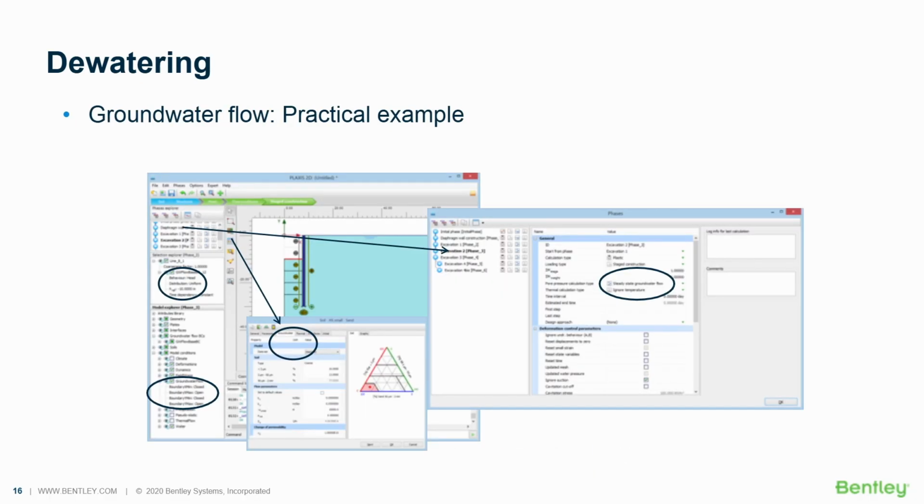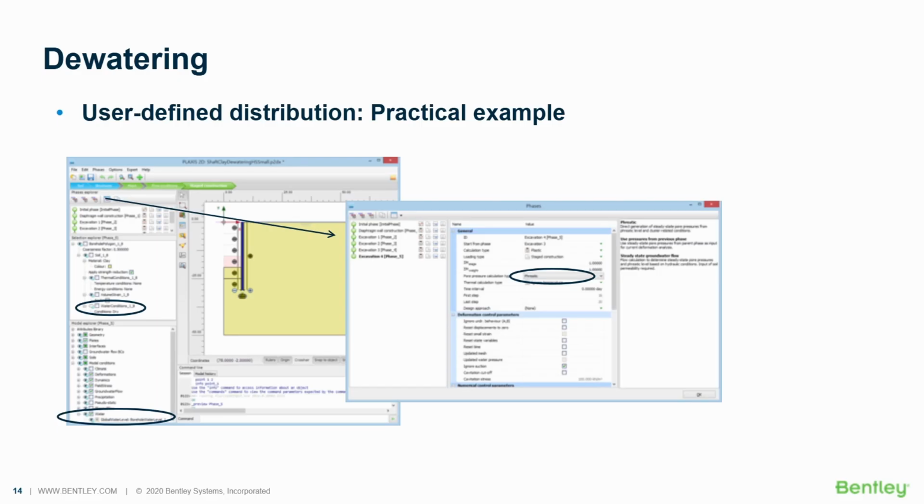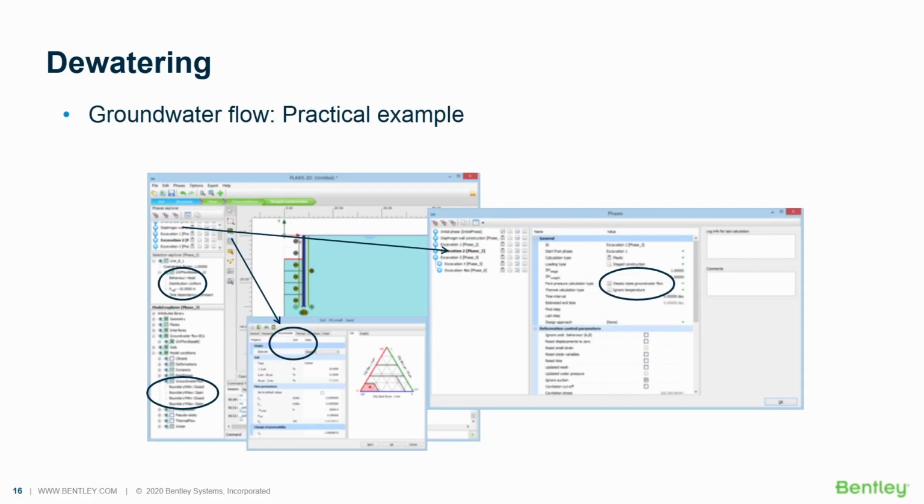So in that case, you will first need to change the pore water calculation type here and switch it from phreatic to groundwater flow, and then provide additional parameters to the model, because now the updated pore water pressure distribution will be obtained based on an additional finite element calculation that will be calculated for the water only, based on a mass balance equation for the water. So for that, you will need two additional sets of parameters.